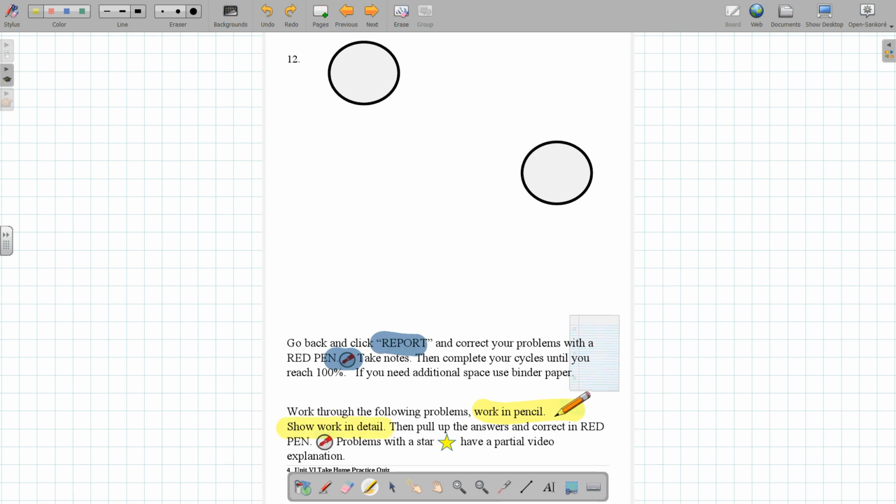Show your work in detail. All computations, all algebra in pencil. The starred problems we're going to talk about. Then pull up the answers and correct in red pen.